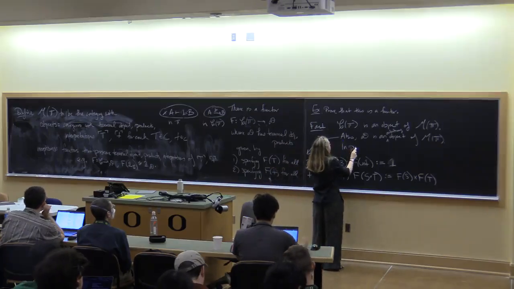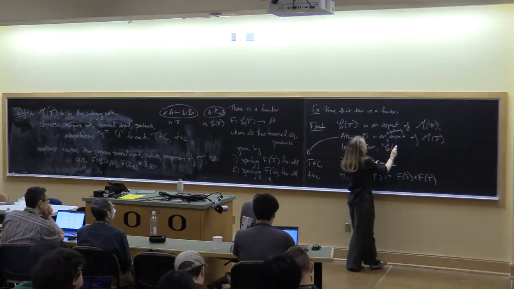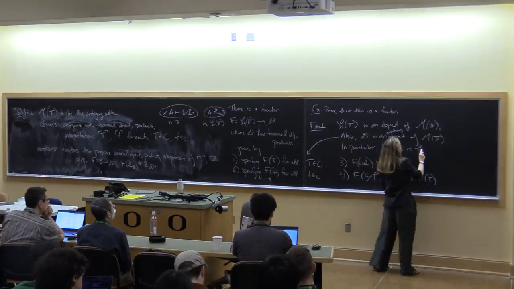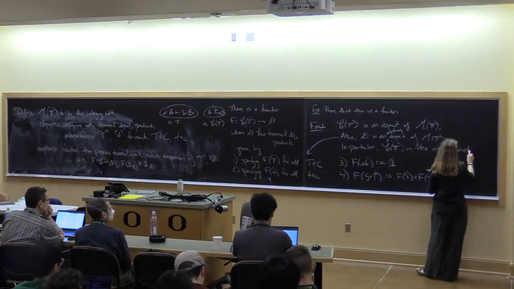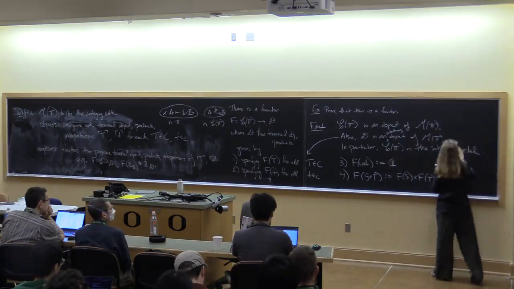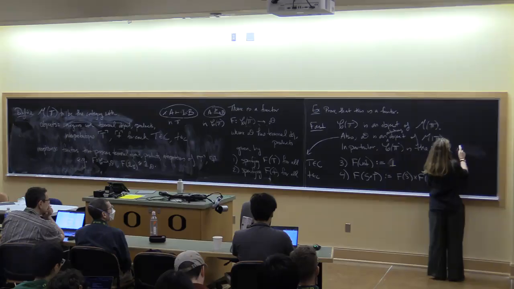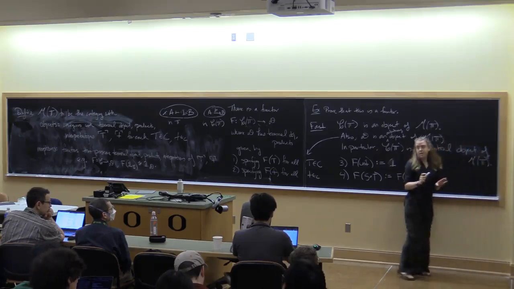So, in fact, in particular, CT is the initial model, is the initial object. You have to write that precisely. Is the initial object of empty.